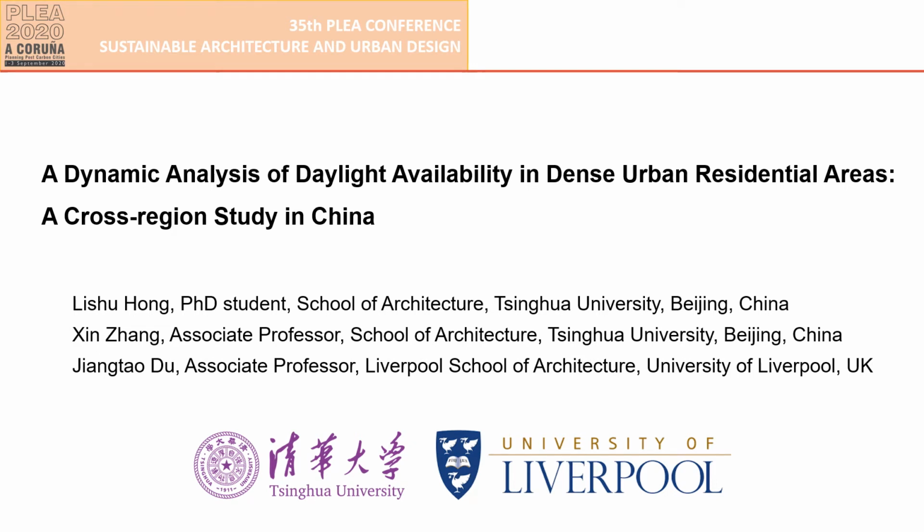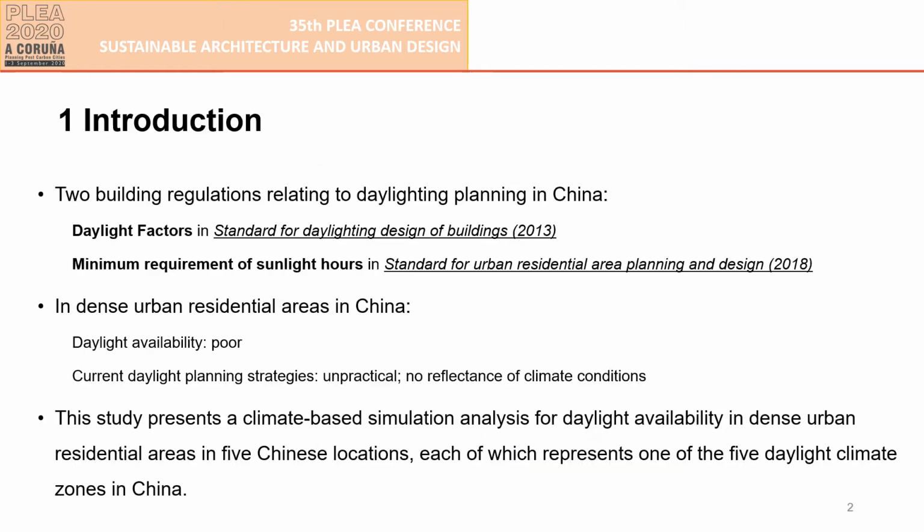The title I'll talk about is a dynamic analysis of daylight availability in dense urban residential areas, a cross-region study in China. In China, there are two building regulations relating to daylighting planning. They specify two evaluation indexes for daylighting design: daylight factors and the minimum requirement of sunlight hours in typical days.